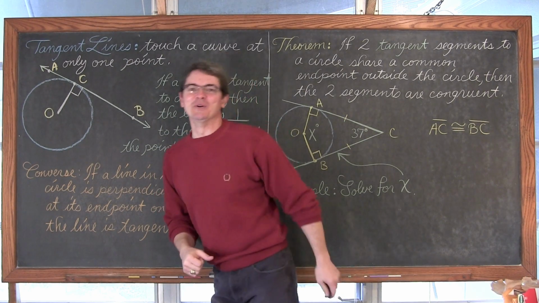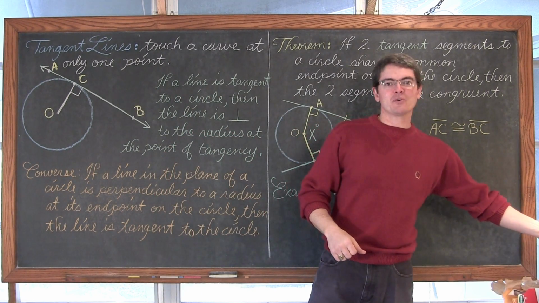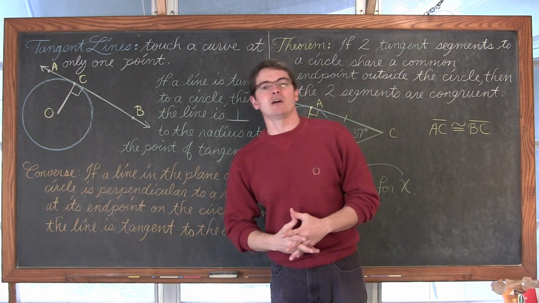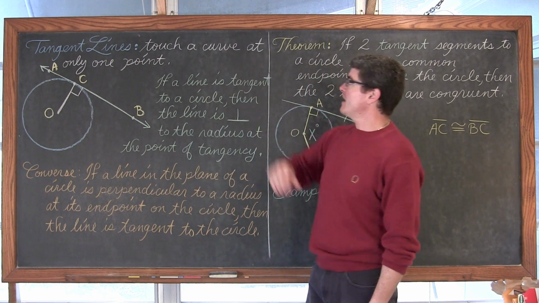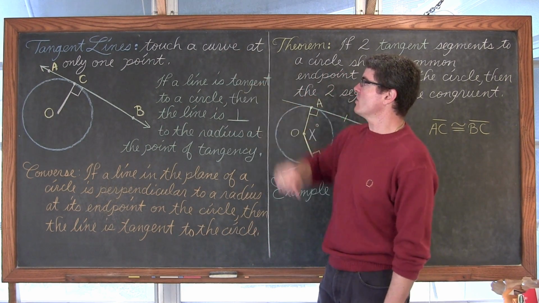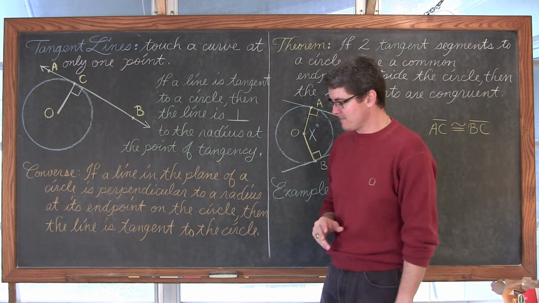Bam! Mr. True. In this video, I'm going to work through 6 examples involving tangent lines and how they relate to circles in geometry. A tangent line is a line that touches a curve at only one point.